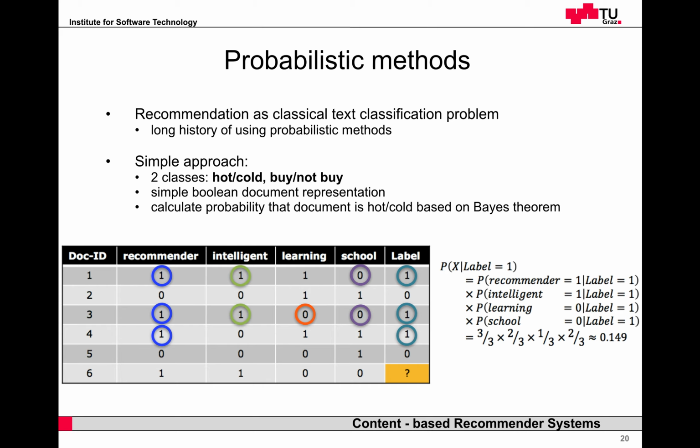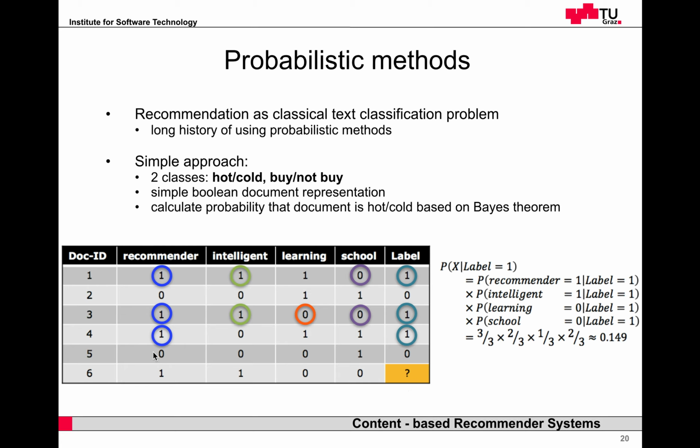Let's take a look at this example showing 6 documents. Each document is represented in the form of a Boolean representation, where 1 indicates the hot class and 0 indicates the cold class. Now we calculate the conditional probability of the document being hot based on Bayes' theorem. So we are going to calculate the probability of document number 6 being in the hot class.